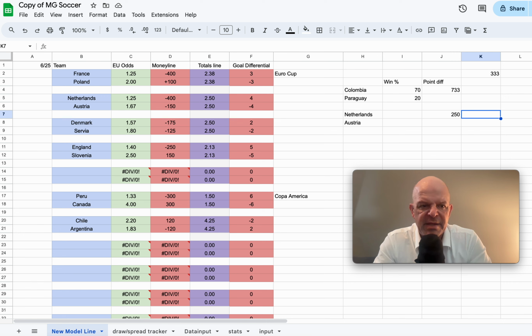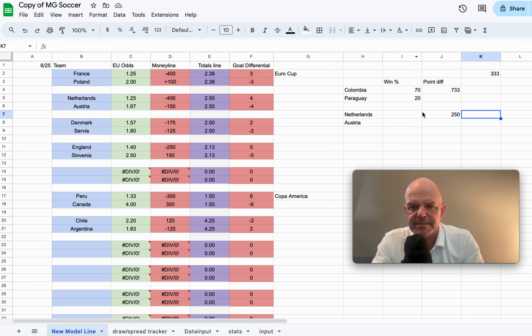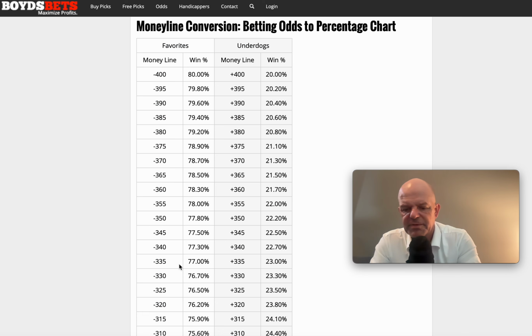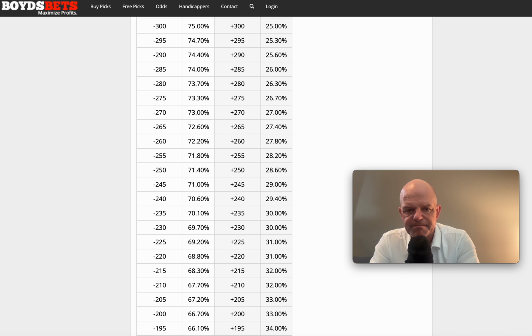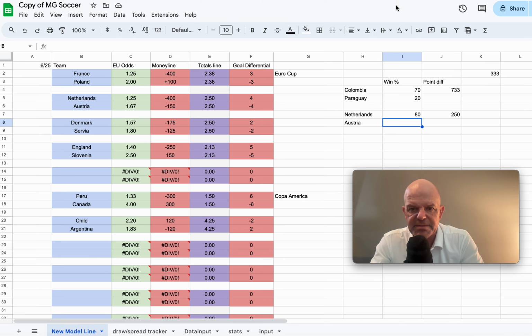Now again, next thing we do, we have to convert this into percentage chances of winning. Netherlands minus 400. So that's going to be an 80% chance of winning. Now, we go over here to Austria as minus 150. I already know it's 60%, but I just want to show you guys. So minus 150 converts into a 60% chance.